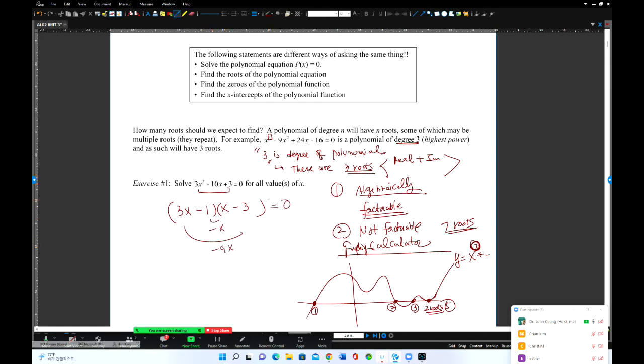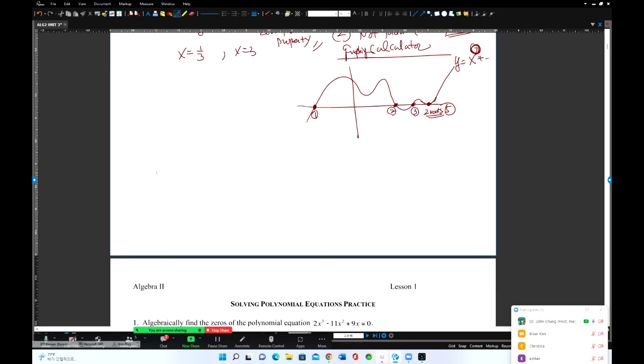That's factorable. From this factored form, we use the zero product property. Okay, if a product is 0, then one of the factors may be 0. We have 2 possible ways. The first factor is 0, second factor is 0. First factor is 0, x equals 1/3. Second factor is 0, x equals 3. We use the zero product property, okay? Yep, factorable. We can solve it by hand.